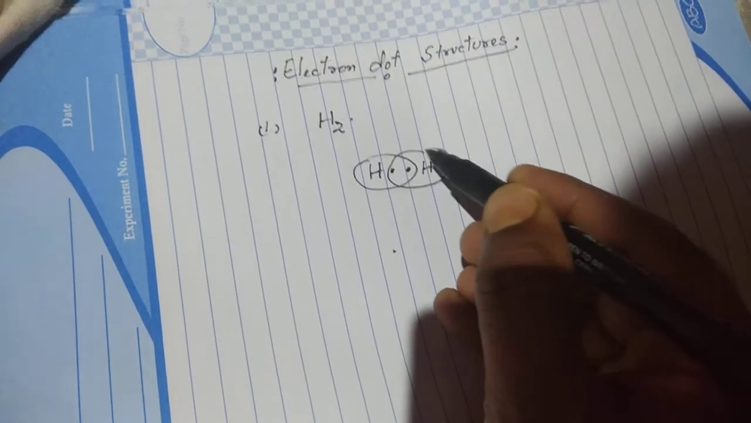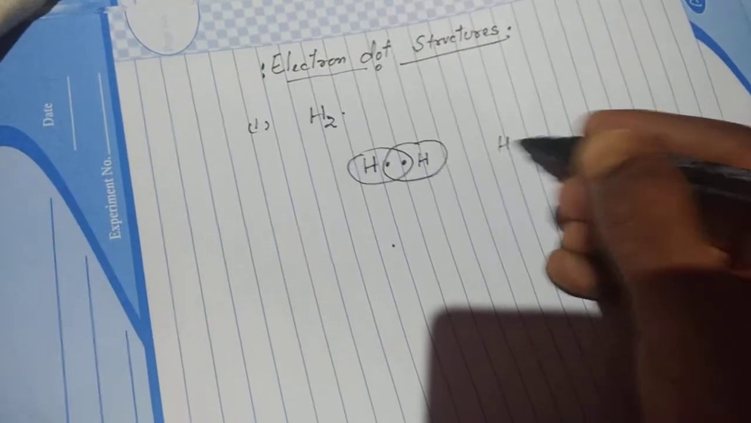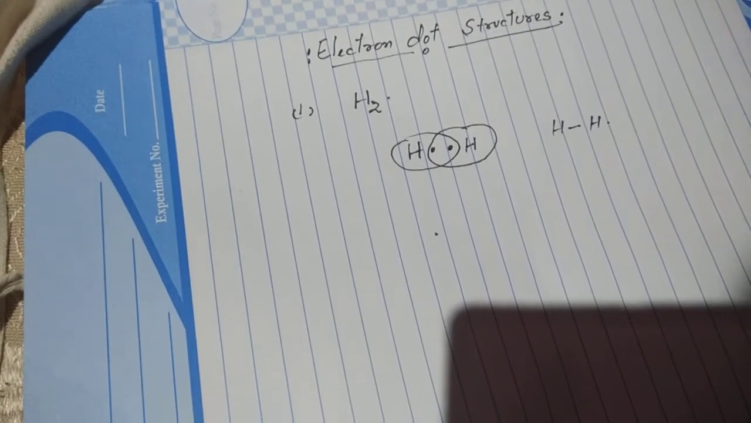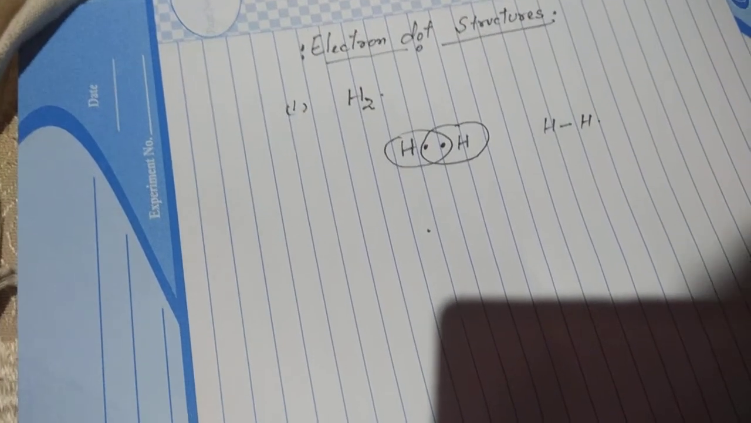So, it is a hydrogen covalent bond, a hydrogen single bond hydrogen. So this is the electron dot structure of the hydrogen molecule. Both the hydrogens have completed their doublets. Now, second example.